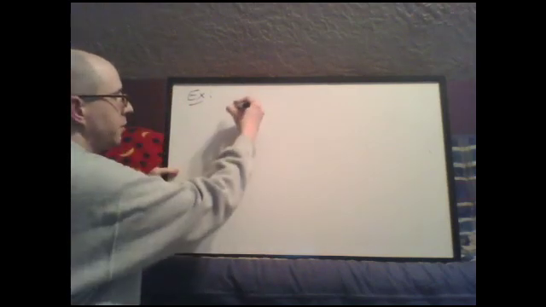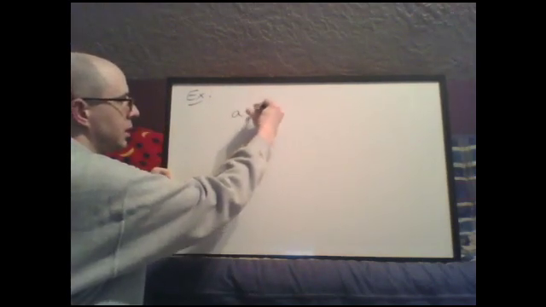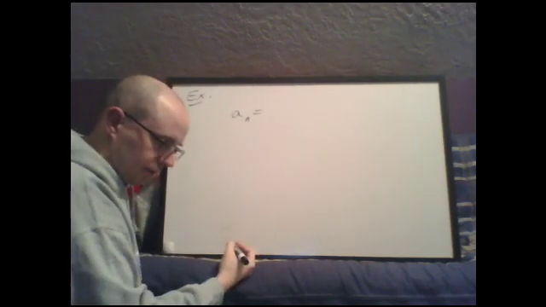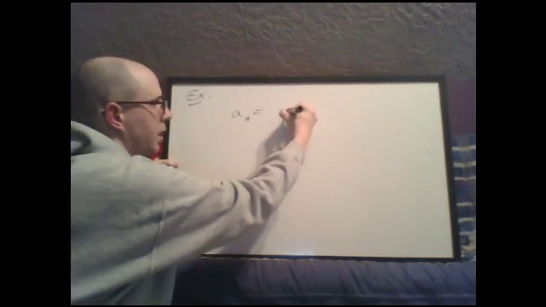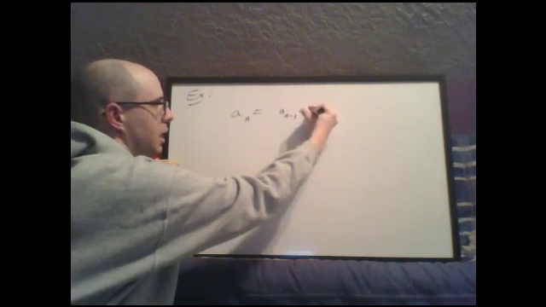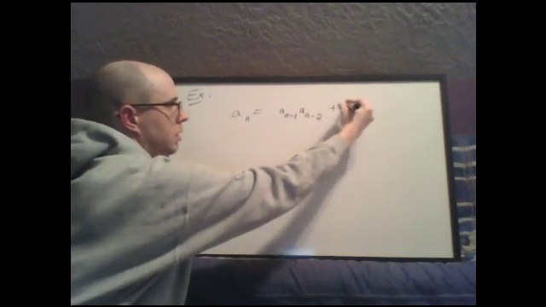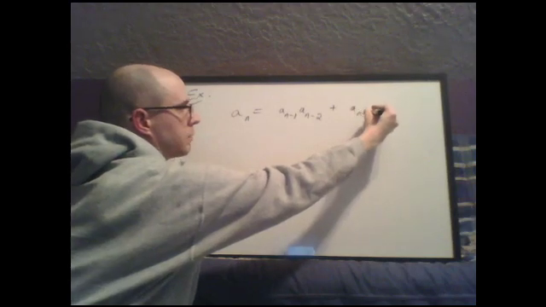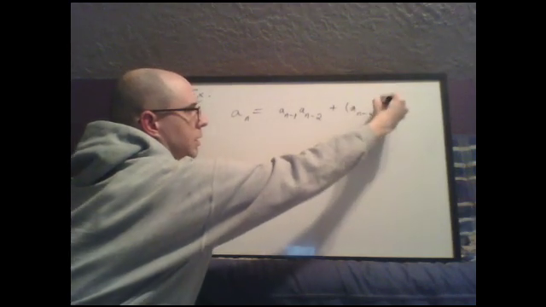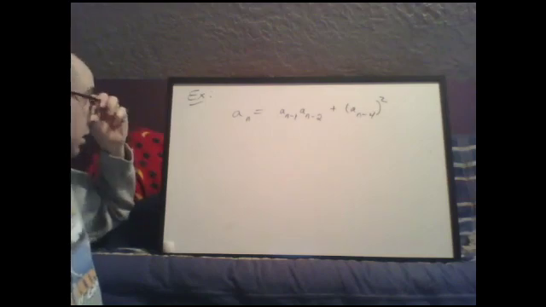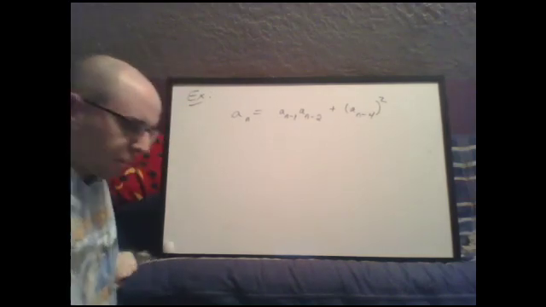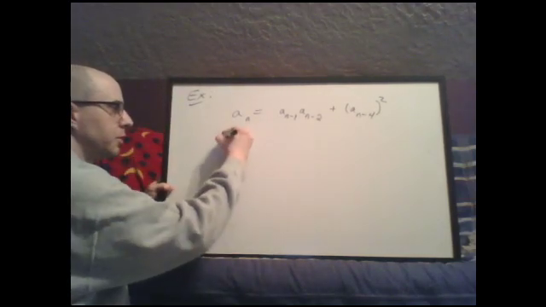But let's press on. So one more of these examples. Let's do this. So if I have a recurrence an equals an minus 1 times an minus 2 plus an minus 4 squared. This would be an example of a nonlinear recurrence.